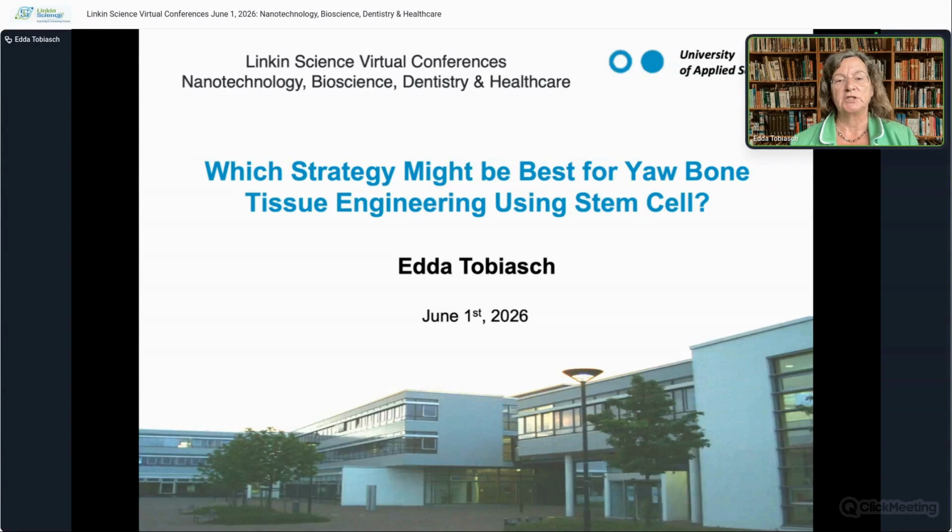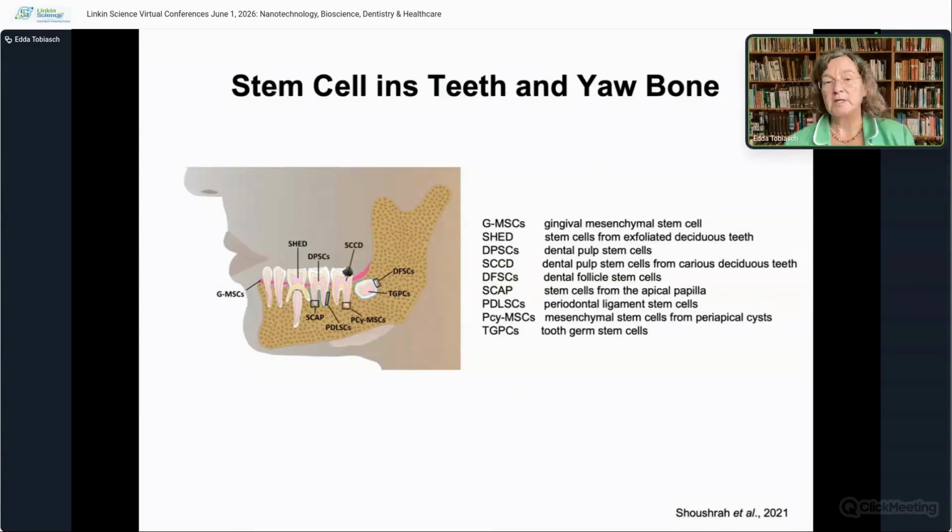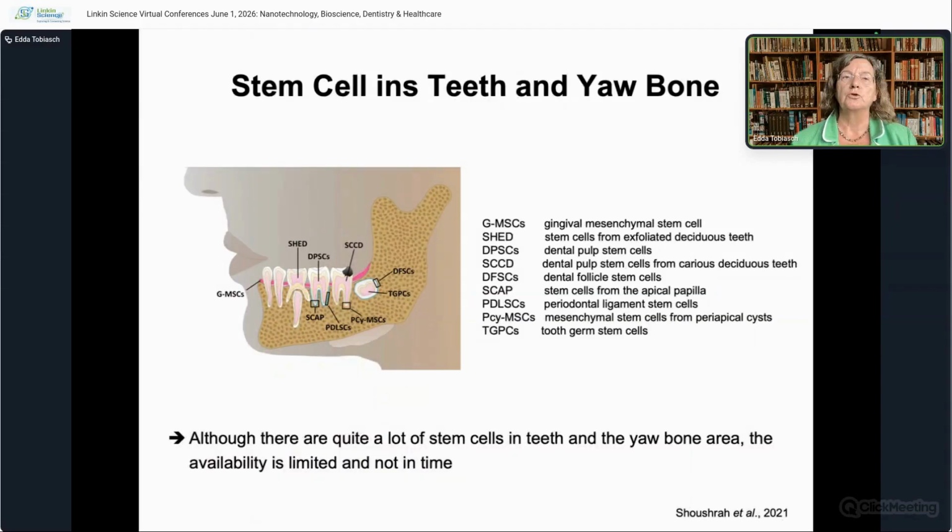As you just heard, my topic will be strategies which might be best for jawbone tissue engineering using stem cells. The audience might be aware that there are quite a lot of different types of stem cells within the jawbone and within the teeth, as you can see here on that slide. Without going into detail, the difficulty with these particular stem cells is that you might not have them in the time period when you want to use them within the patient, and their availability is quite limited.